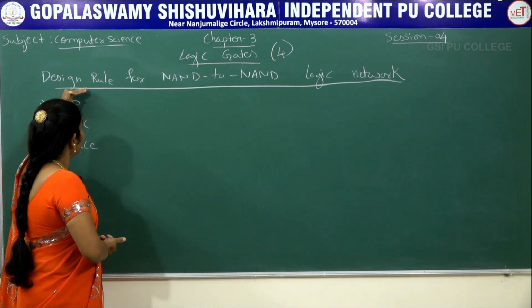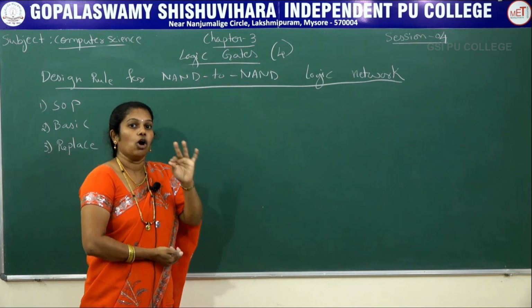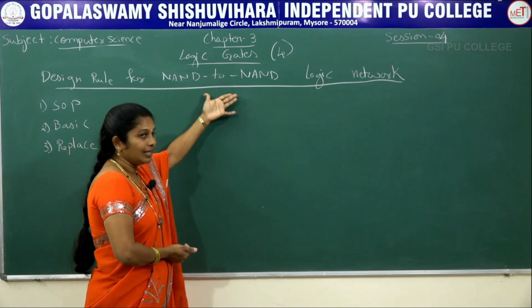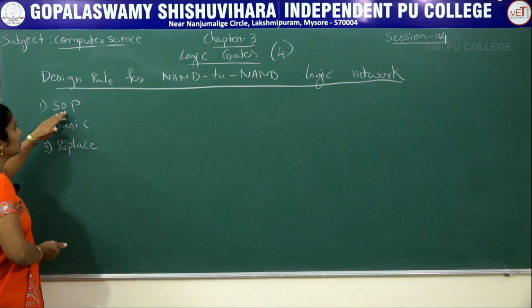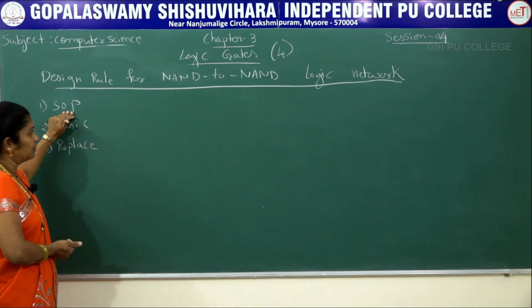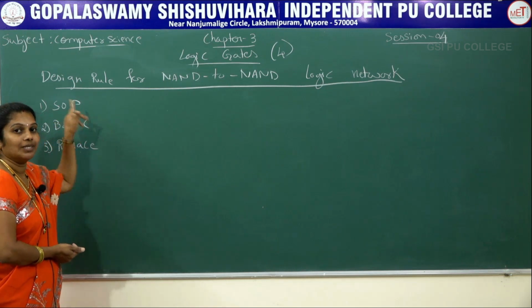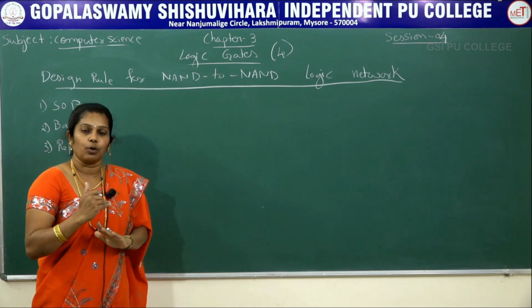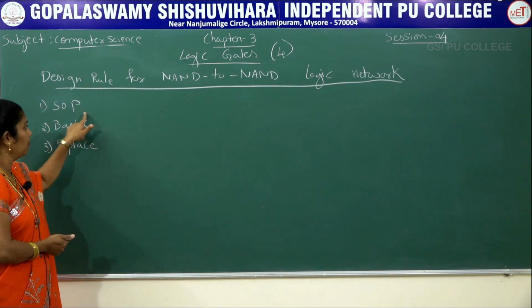Design rule for NAND to NAND: here you have to use only NAND symbols. If I want to write using only NAND, then I have to follow some rules. The first rule is to check whether the given expression is in sum of product form. If the question does not give it in sum of product form, convert it into sum of product form.